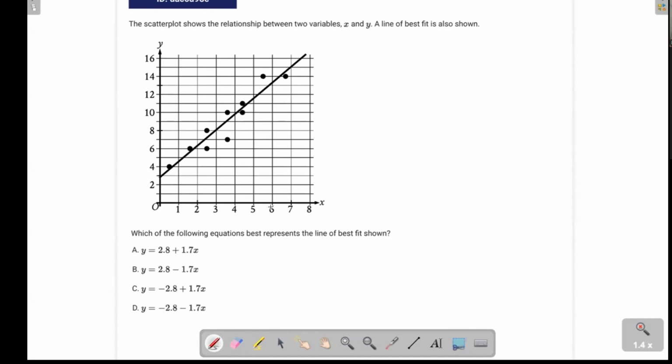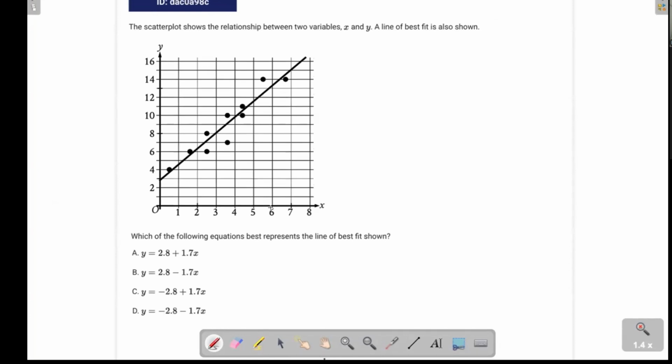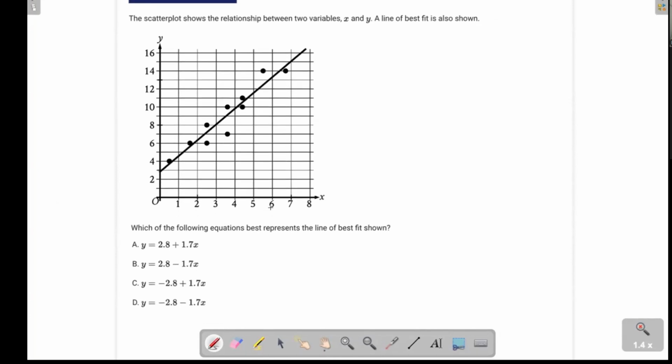Sorry, I'm going to go over this one since we're running out of time. So this is just figuring out the slope and setting up an equation. What I'd start with here is figure out the y-intercept since you know it. The y-intercept is going to be right here, right below 3, and they're calling it 2.8. And from this, you can just eliminate C and D. The reason is these have negative y-intercepts, which is incorrect.